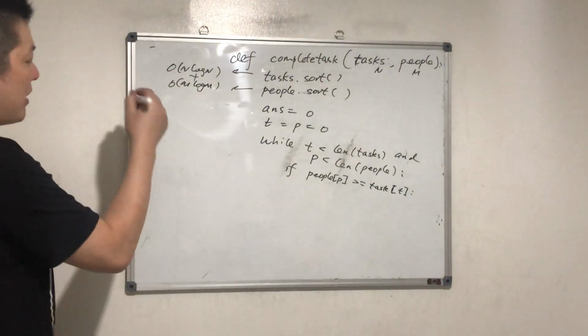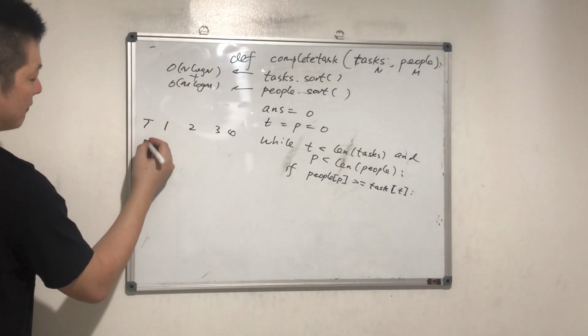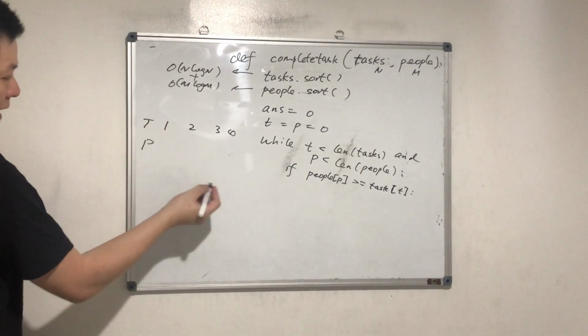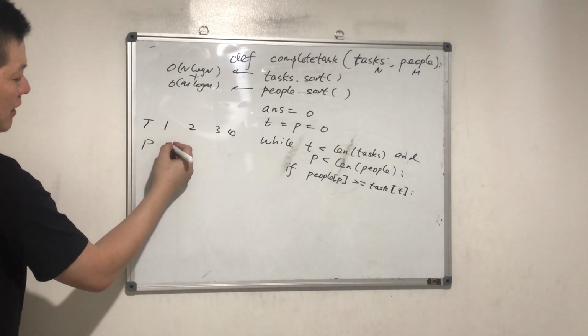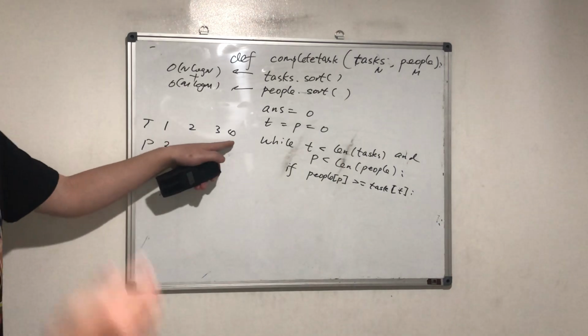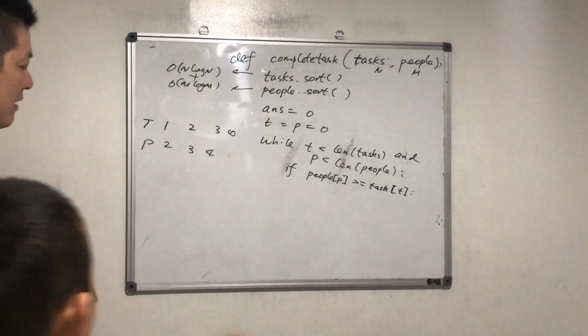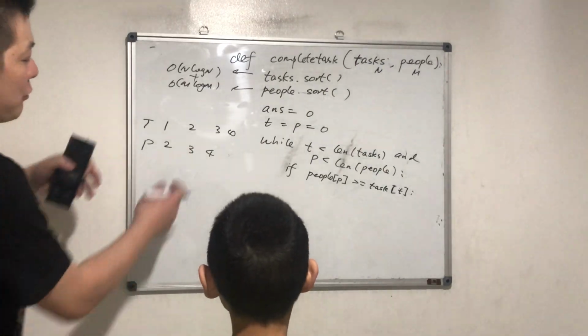It's 1, 2, 3, 4. This is the task, right? We shall add 1 to the count. Let's say people 2, 3, 4, and 4 tasks 1, 2, 3, 4. Then it can't be 4, because we already sorted.